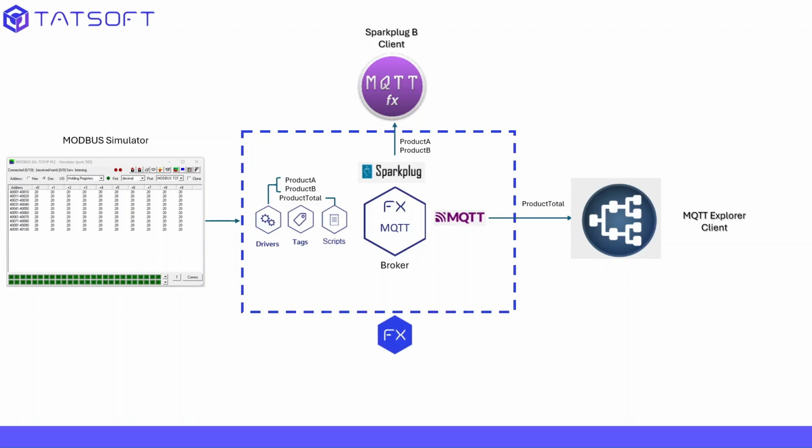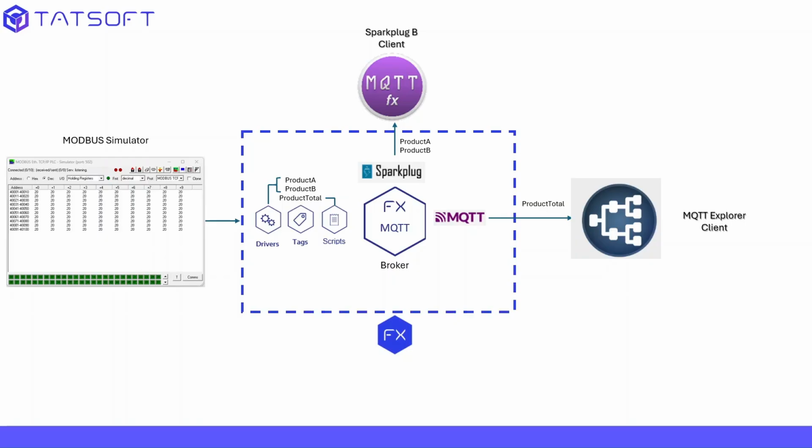To do this, I'm going to create two tags, product A and product B. Then I'm going to configure the driver to communicate to a Modbus simulator to simulate communicating to a PLC, which is how product A and product B are going to get real-time values. Then I'm going to create a tag called product total and create a script that every 5 seconds will add product A and product B together to simulate a product total.